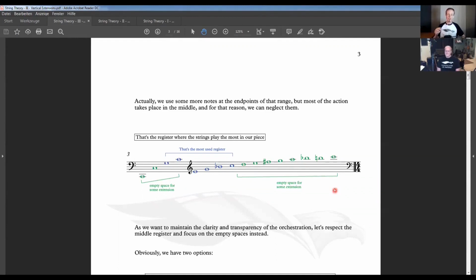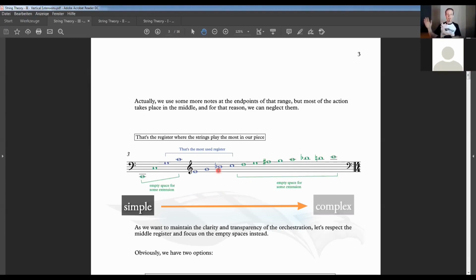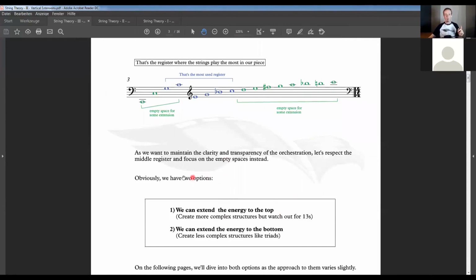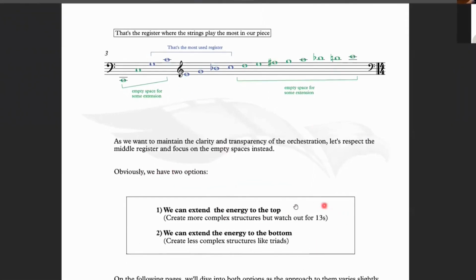And that is when you look at the overtone series and see what's going on, we move from very simple to more and more complex intervals. That being said, we have two basic guidelines here. The first guideline is if we want to go to the top, it's a great starting point to create more complexity the higher we go, because this is basically what happens in the overtone series naturally.